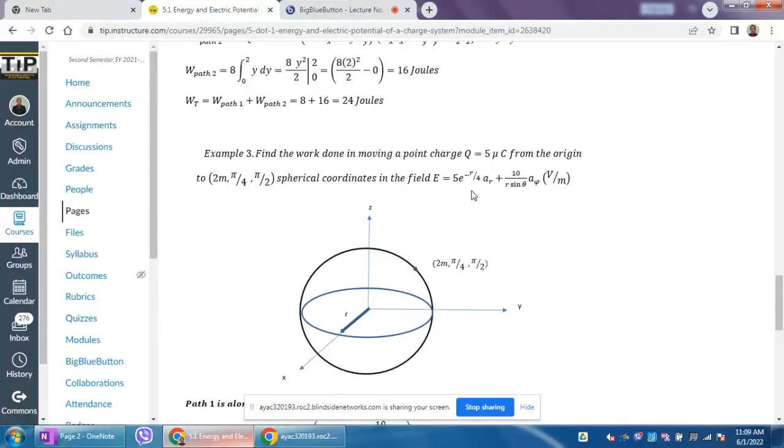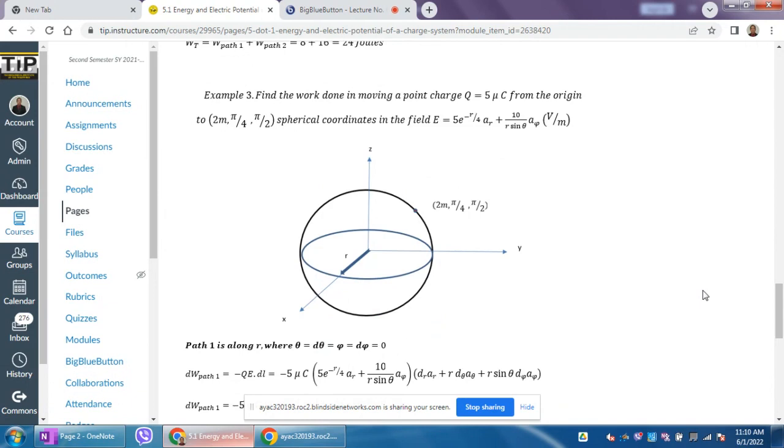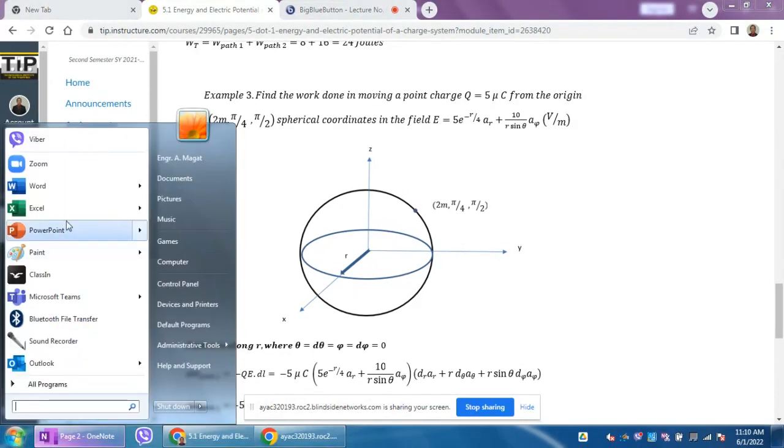Spherical coordinates in the field. So binigay po yung field, medyo komplikado po ng konti yung ibinigay na mga variables sa field. But tingnan po natin how can we simplify this. So i-analyze po muna natin ito. Print screen ko po yung figure para mailagay ko doon sa aking whiteboard.